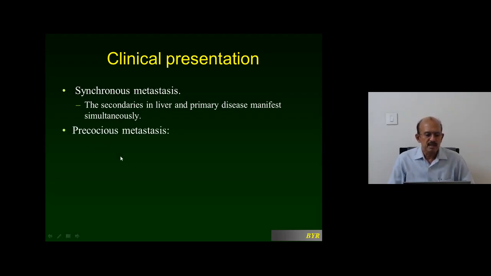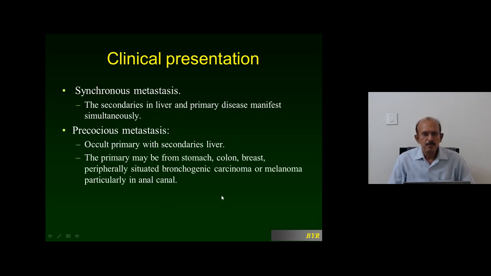Precocious metastasis. There is an occult primary. The primary is not evident, but the secondary is manifest. Sometimes the primary will be very small and you cannot detect it, but the patient comes to you with secondaries in the liver. The primary may be from the stomach, colon, breast, peripherally situated bronchogenic carcinoma, or melanoma, particularly in the anal canal. From these tumors, sometimes the primary does not have symptoms.